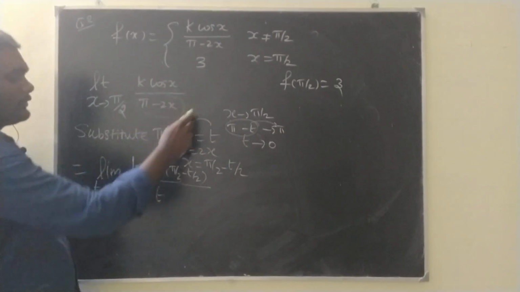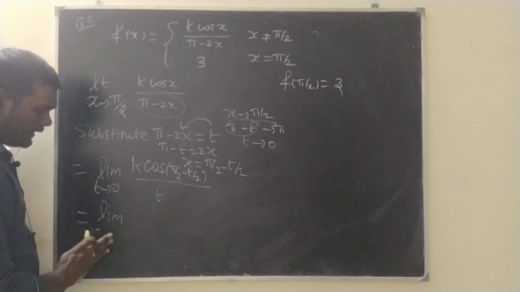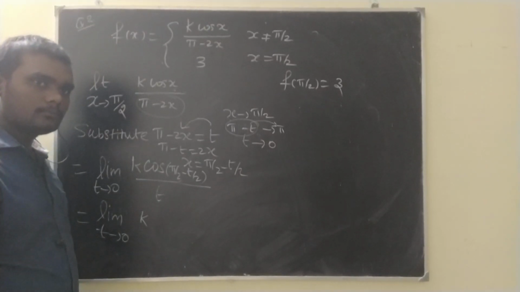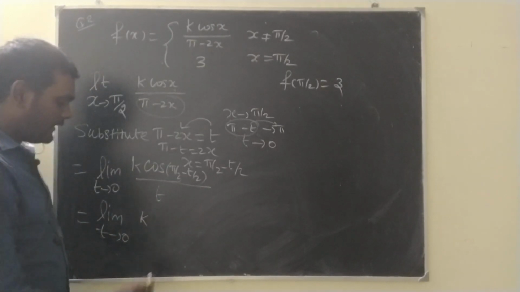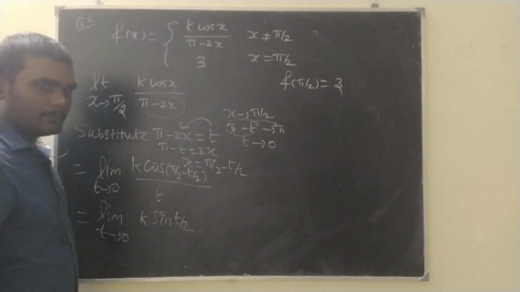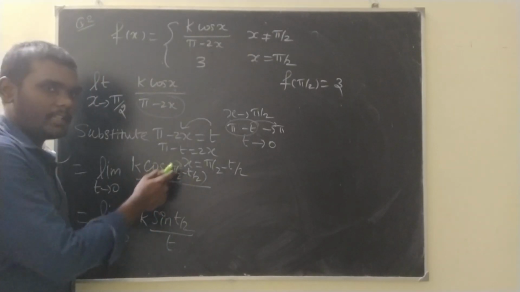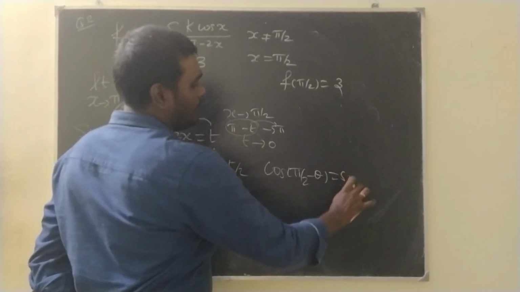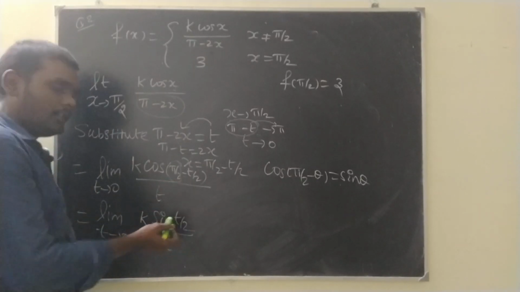Look what we have done. The given question, we changed entirely in the form of t. How does it help? Limit t tends to 0, k into cos of pi by 2 minus t by 2. Do you have any formula for this? Cos 90 minus theta. We have a formula: cos pi by 2 minus theta equals sin theta. What is in the place of theta? t by 2. That's all.